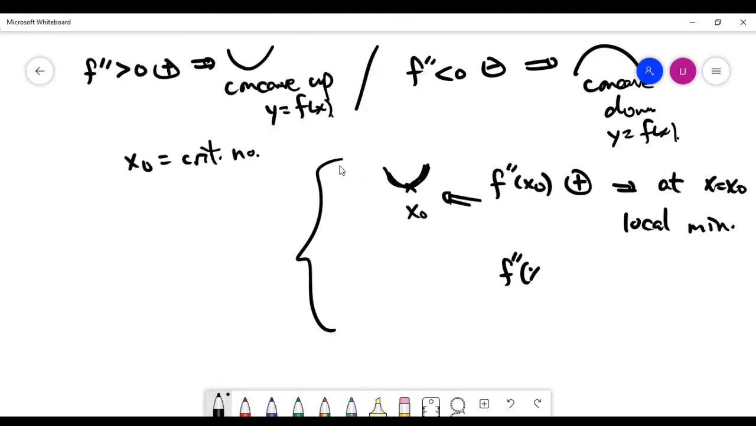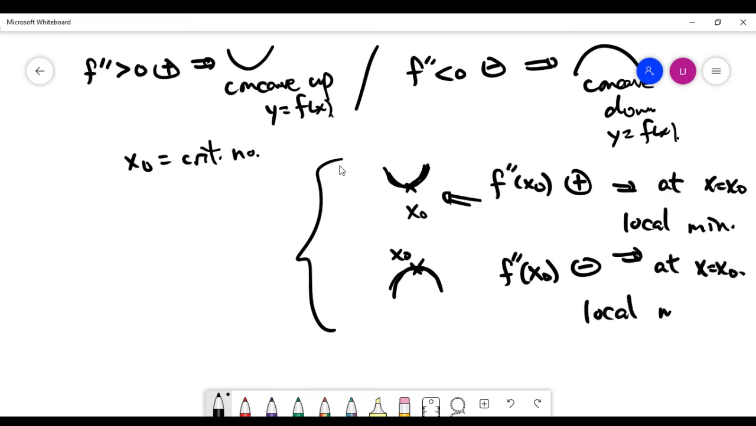If you evaluate f double prime, which is the second derivative, at the point x naught, and get a negative value, we expect that around this point, the shape of the graph is concave downward. So you're getting a shape like this. It means that at this point, x equals x naught, we expect to see a local maximum.